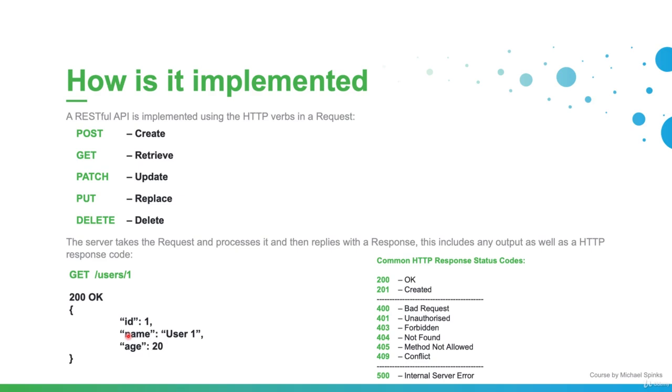So, how is it implemented? A RESTful API is implemented using HTTP verbs that are sent with a request. POST is used to create, GET is used to retrieve, PATCH is used to update, PUT is used to replace, and DELETE is used for delete. The most common verbs that are used day to day are GET and POST.